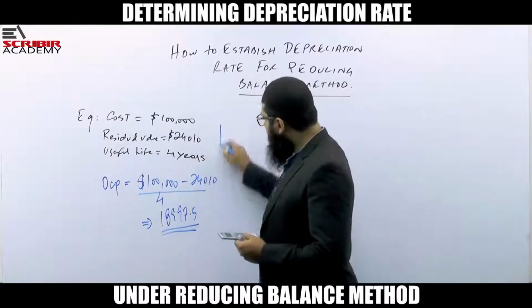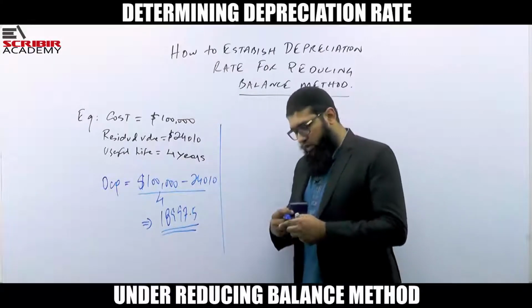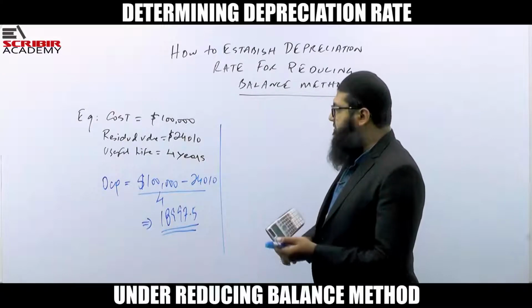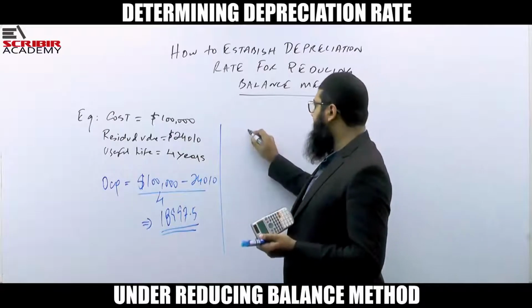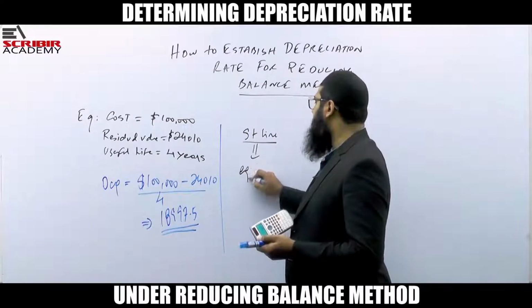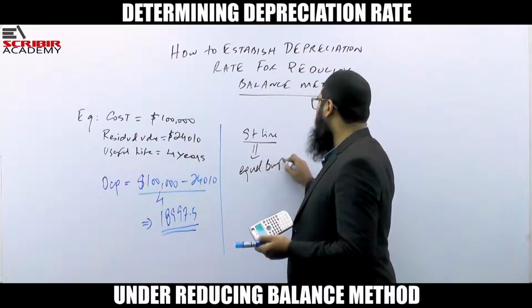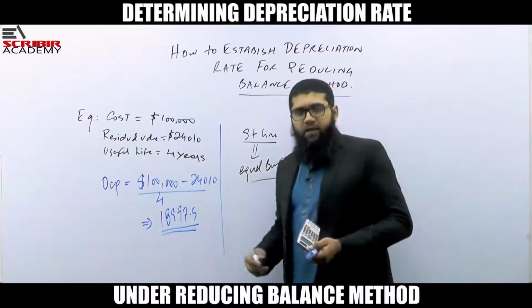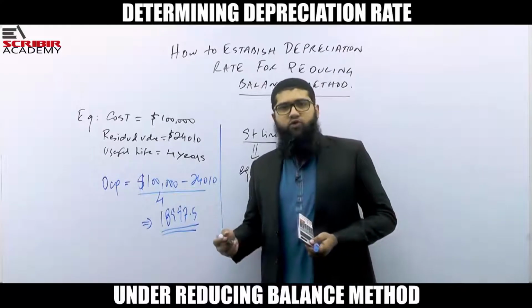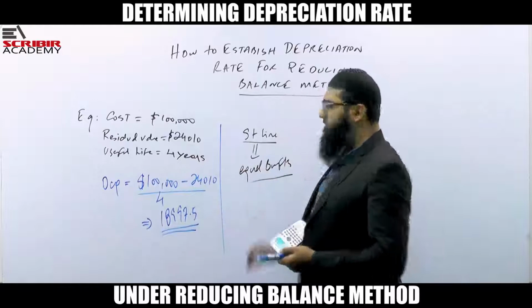Now, you do know that we depreciate an asset using the straight line method when we believe that the asset is going to give equal benefits over its life. So we use the straight line method.